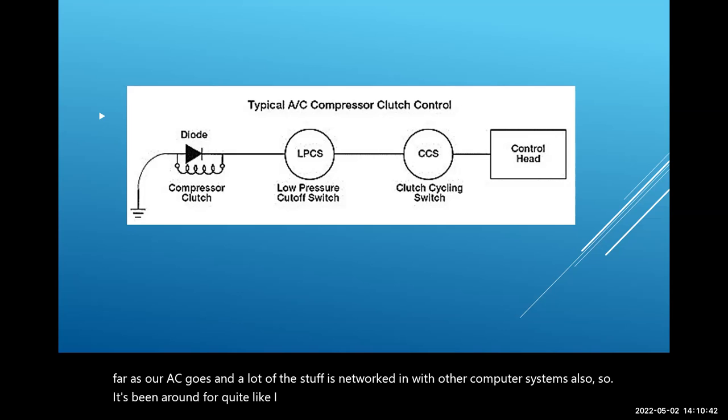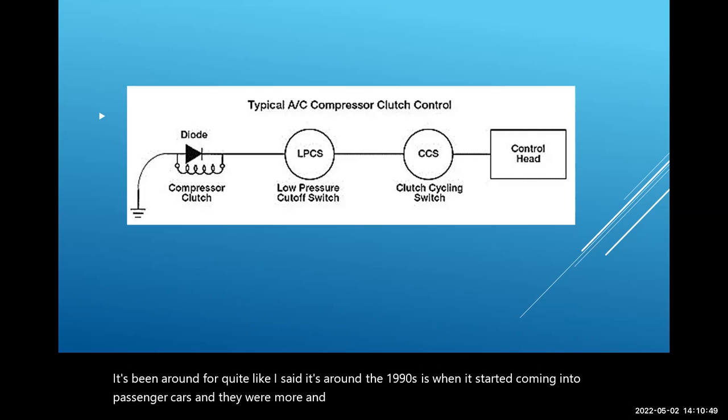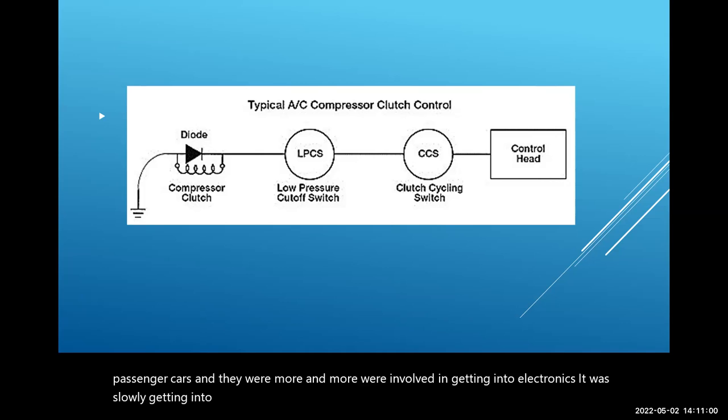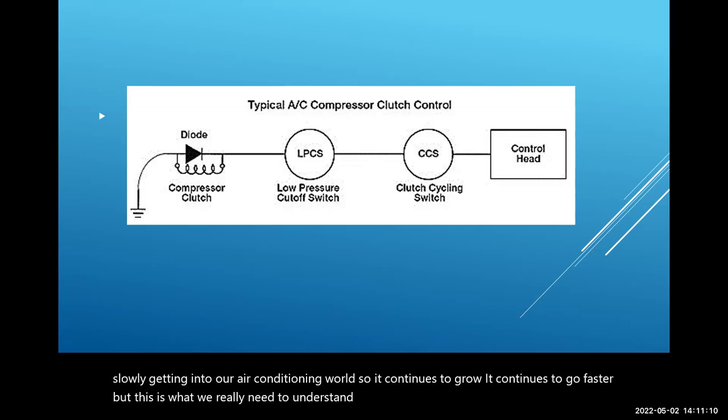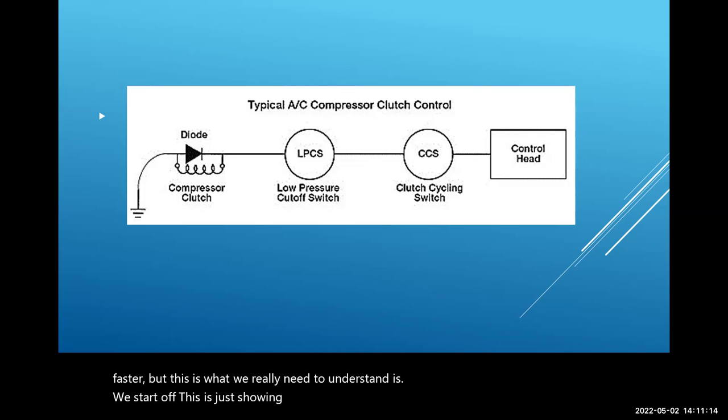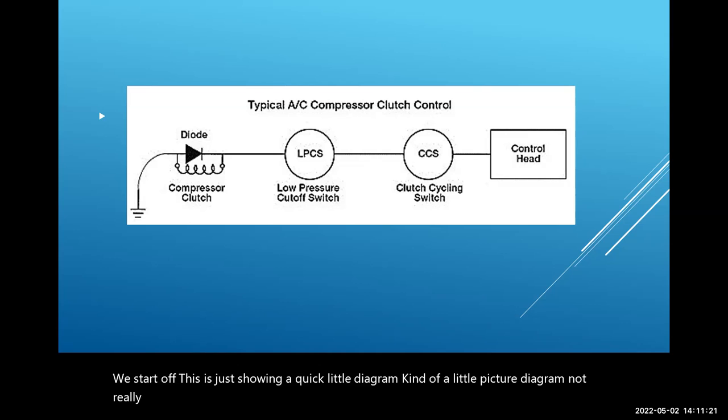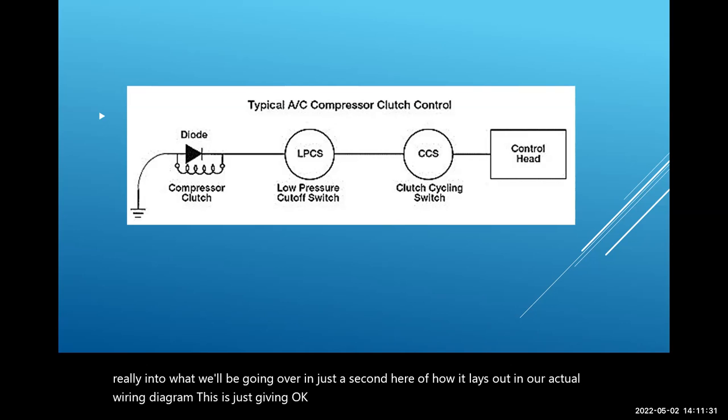Like I said, it's around the 1990s that electronics started coming into passenger cars, and more and more were getting involved, slowly getting into our air conditioning world. It continues to grow and go faster, but this is what we really need to understand. This is just a quick little picture diagram, not really what we'll be going over in just a second, of how it lays out in our actual wiring diagram.